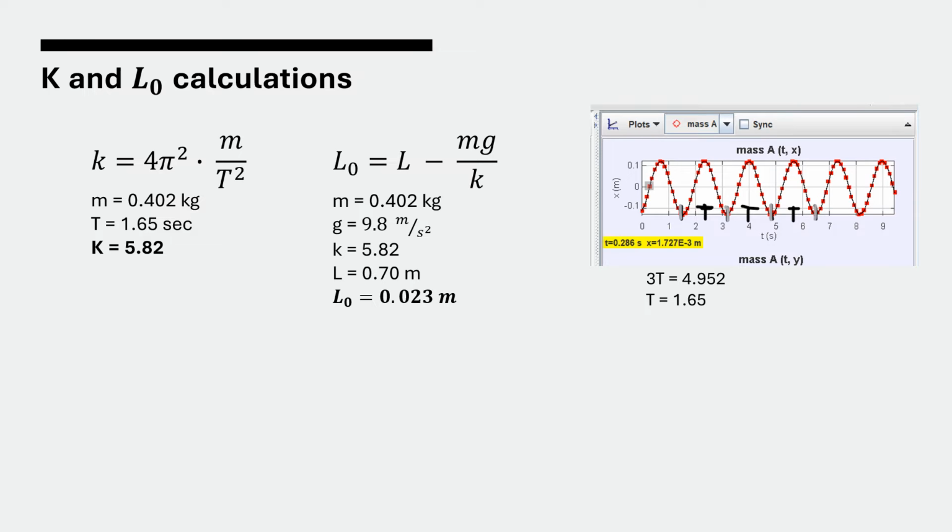The mass of the ball on the spring is 0.402 kilograms. The period is 1.65, obviously. So we get that K is equal to 5.82. And then L naught is equal to L, the length of the spring, minus mg over K. So mass again, 0.402 kilograms. g is equal to 9.8 meters per second squared. K, like we calculated before, 5.82. L is the initial length of the string, and that is 0.7 meters. So when we plug all that in, we get that L naught is 0.023 meters.